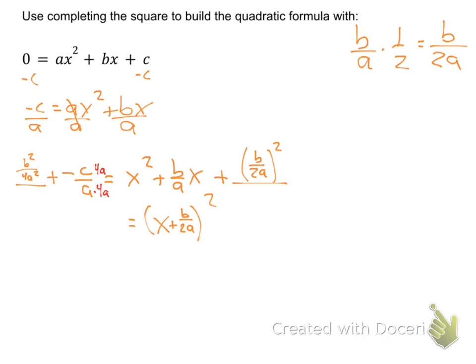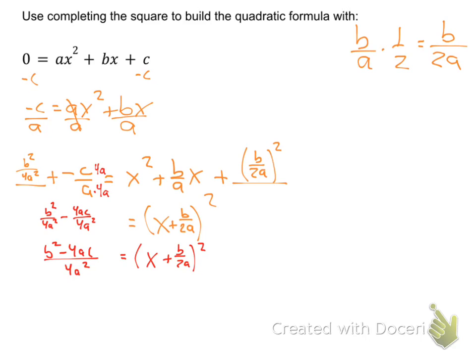So, would you guys agree that this becomes b over 4a squared minus 4ac over 4a squared? Oh, it's a square. Hey, we now have a common denominator. Can I put them together? Absolutely. So, that should be b squared minus 4ac all over 4a squared equals x plus b over 2a.